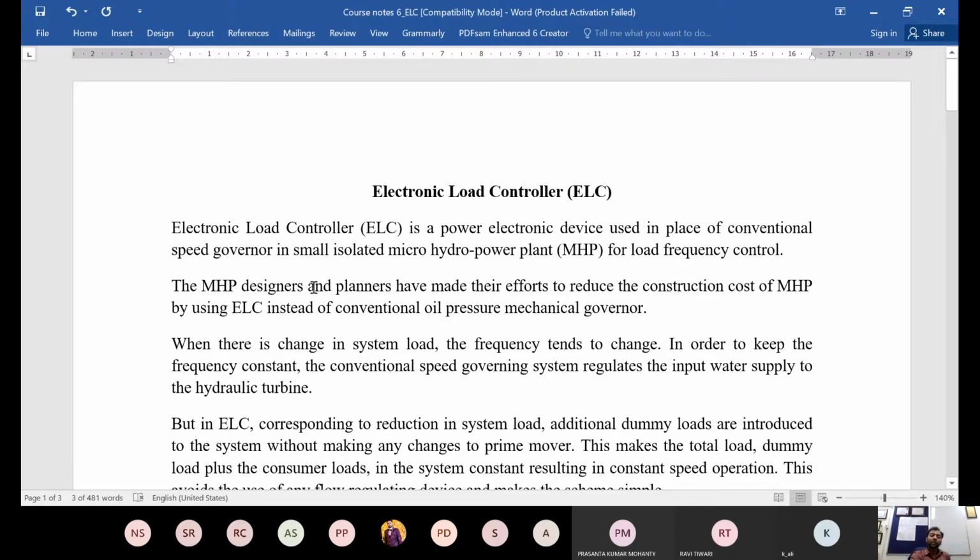As it says here, the MHP designers and planners have made efforts to reduce the construction cost of MHP by using ELC instead of a conventional oil pressure mechanical governor, or any of these hydraulic or digital governors. The idea is very interesting. If there is a change in the load, there are two ways. One way, which is what the governor does, is to change the input to the turbine, so the power being generated changes accordingly with the load.